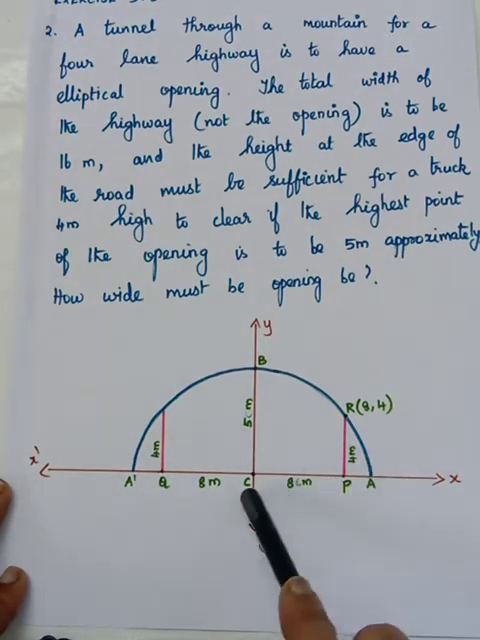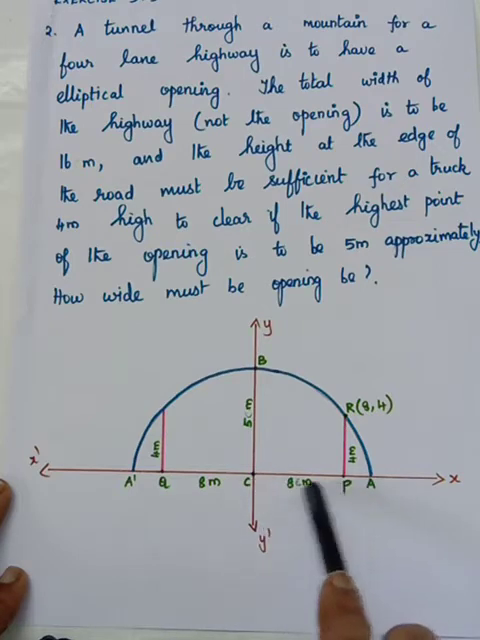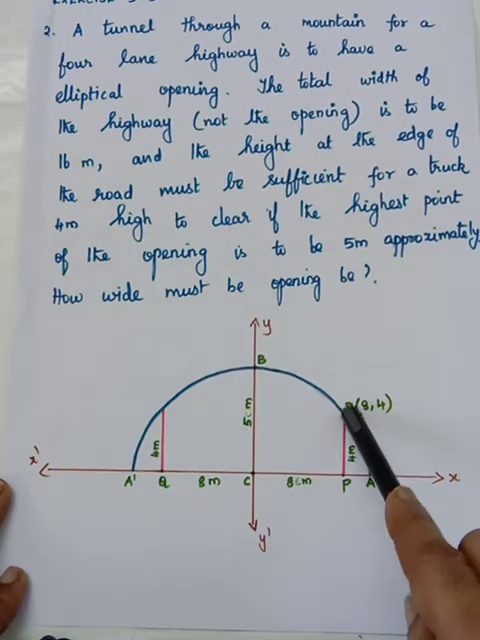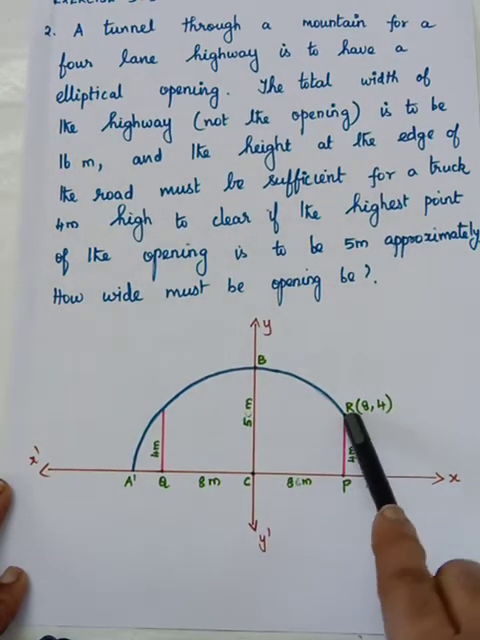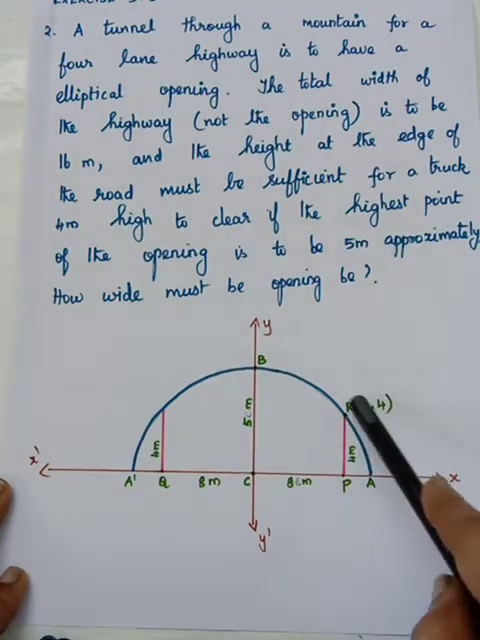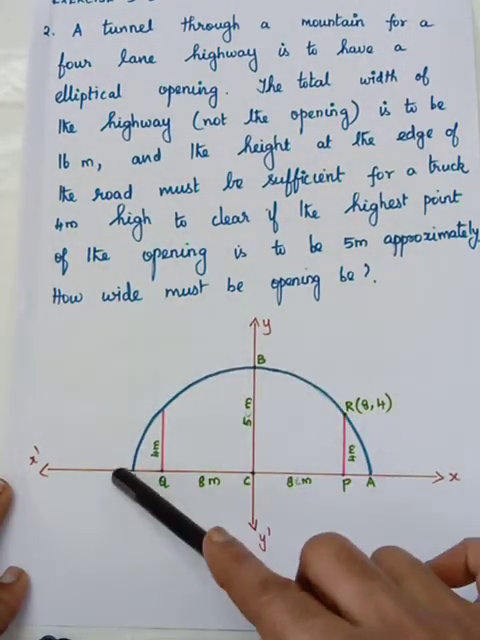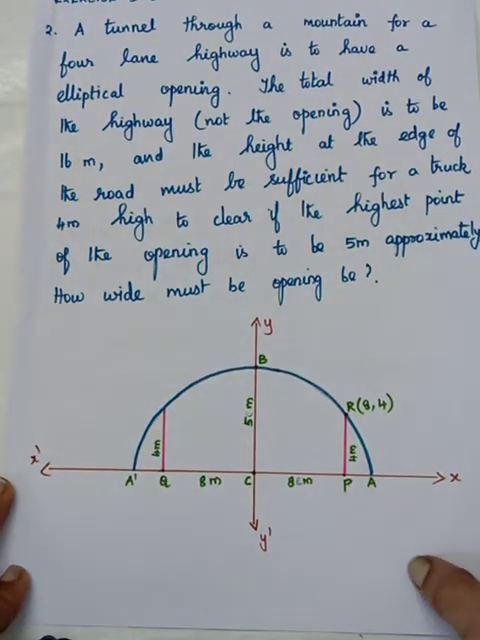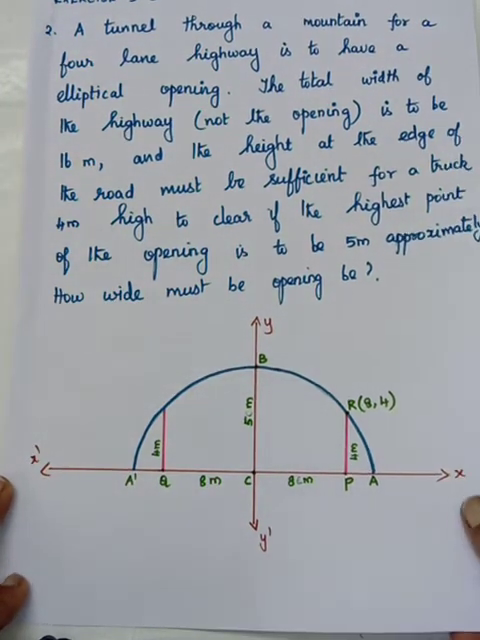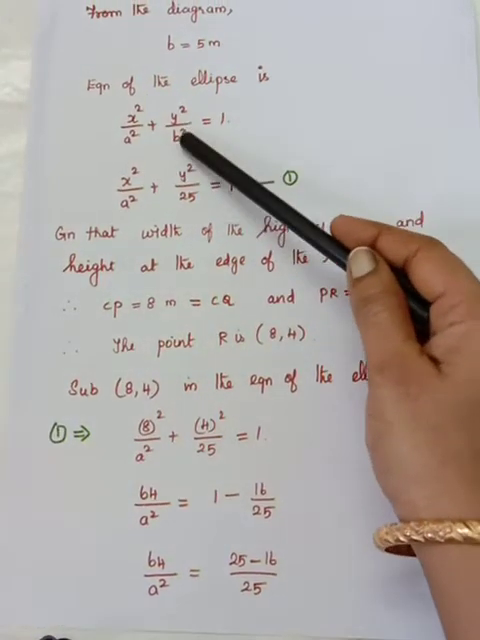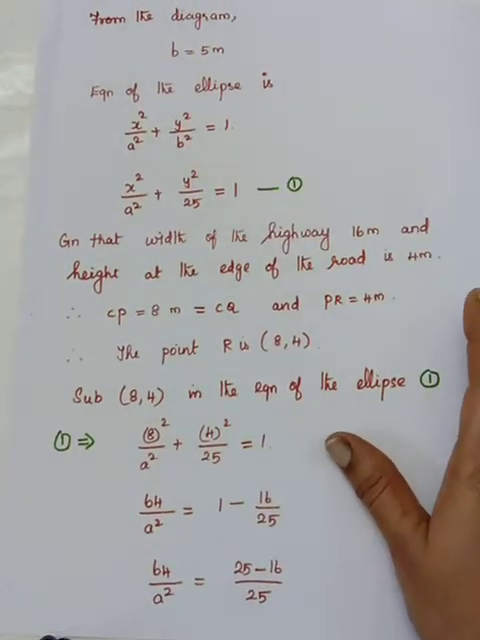Okay, so from the center, the point P is horizontally 8 meters and the vertical distance is 4 meters. Therefore, the point R is (8, 4). R is on the ellipse. First we have to write the equation of the ellipse. What is the equation of the ellipse? It is x squared by a squared plus y squared by b squared is equal to 1.